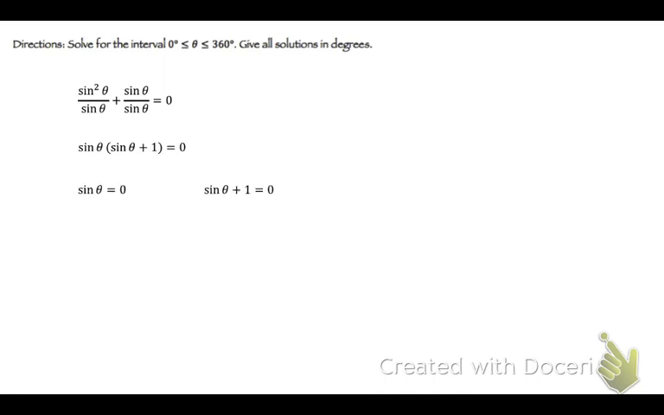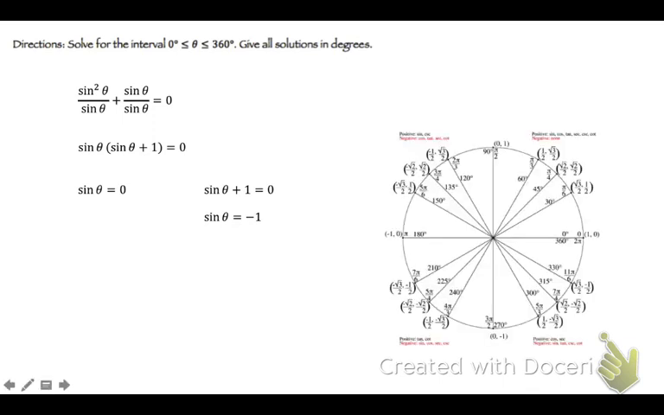Then set each factor equal to 0, so you get sine of theta equals 0. And then sine plus 1 equals 0. Subtract the 1 over, so you get sine of theta equals negative 1. And again, we're just going to look at the unit circle and see where it equals 0. Well, sine equals 0 at 0 and 360 degrees, and also at 180 degrees.